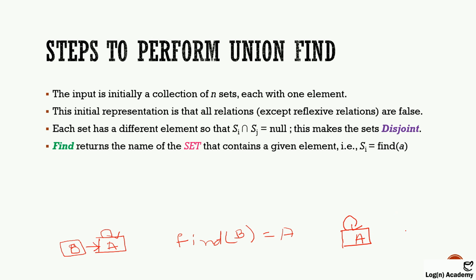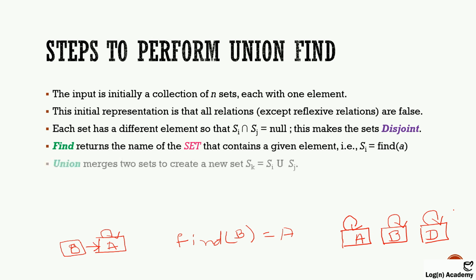And every element is single when it is disjoint. For example, this is B, this is D, whatever name you can give, they all are reflexive sets. They all are disjoint sets. Okay, union merges two sets to create a new set, right? If we union A and B, we get a new set which is A.